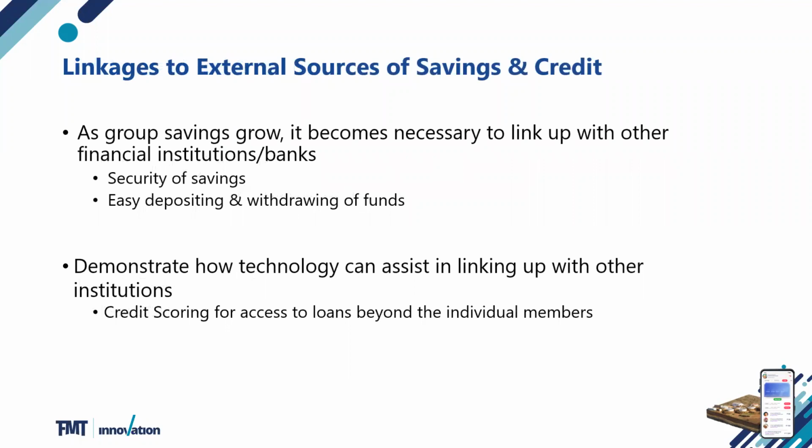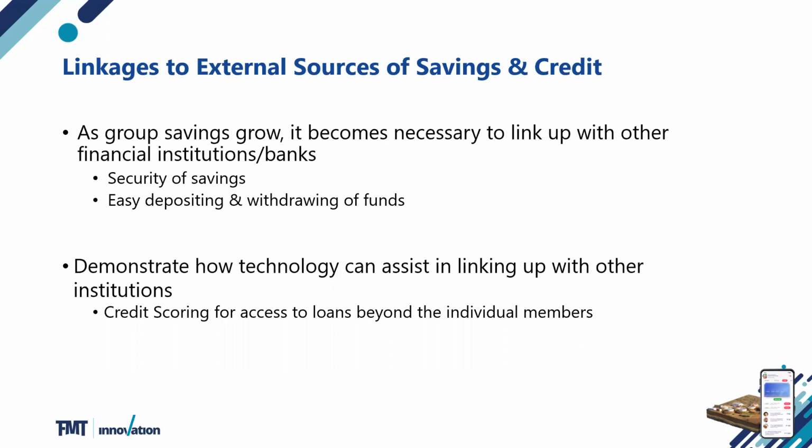Now, besides this, as savings groups grow, it becomes necessary for them to link up with other financial institutions. Imagine that this savings group has done so well, and maybe they have at the end of the cycle, say, 20,000 US dollars. It would not be safe to have that money sitting at somebody's house. It is a safety thing, and as amounts get larger, the security becomes more important. And also as these amounts get larger, it becomes necessary to have some functionality for depositing and withdrawing of funds. Now, what we need you to do is to demonstrate how technology can assist in linking up with other institutions.